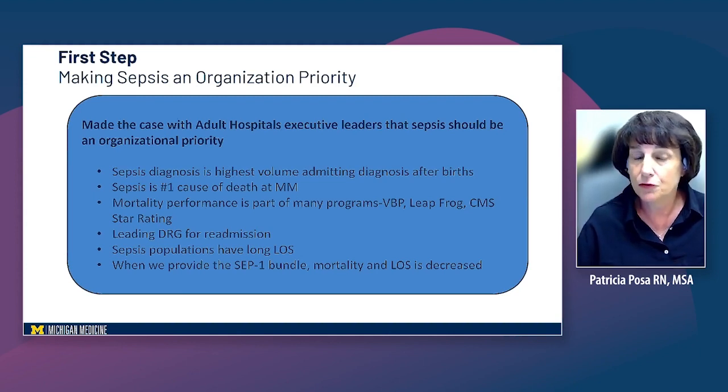And our mortality performance, we know, is part of many programs that the hospital cares about: value-based purchasing, Leapfrog, and CMS star rating. Sepsis was also our leading DRG for readmission, and they had long lengths of stay. And we know with our data that when we provided the SEP1 bundle, or the evidence-based practice, appropriately, both mortality and length of stay were decreased.